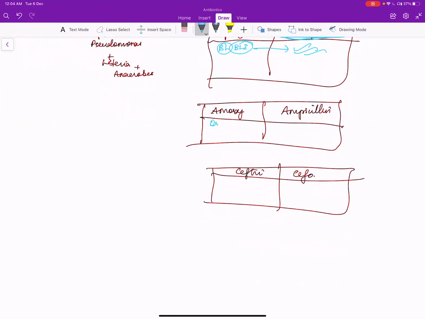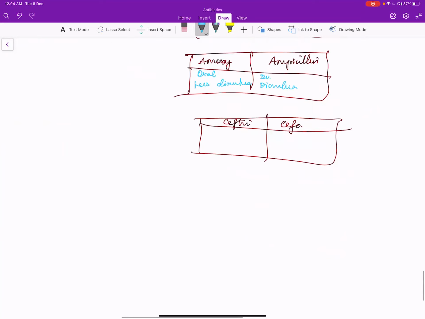Amoxicillin and ampicillin. Amoxicillin is oral. Ampicillin is only IV. Ampicillin causes more diarrhea. Amoxicillin causes less diarrhea. But ampicillin is available in oral form in combination. Yeah, it is available, IV and oral. Amoxicillin is only oral.